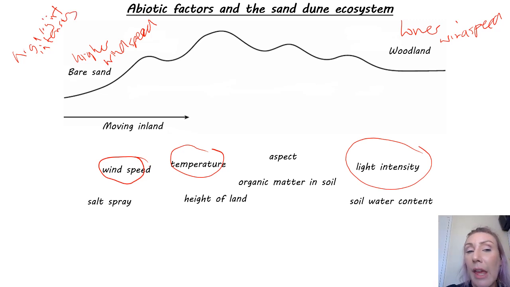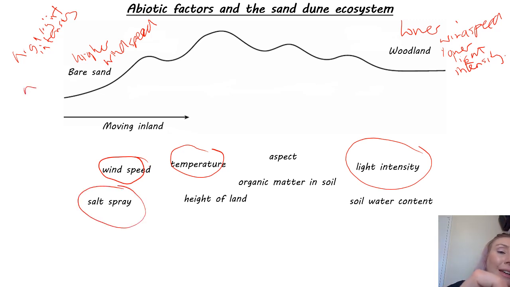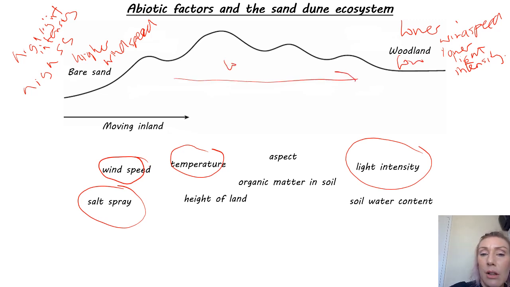And in the woodland, you might start to get a lower light intensity, particularly if it's a mature woodland, on the forest floor. Salt spray would be high on the bare sand, and obviously very low and getting lower as you go inland, so lower salt spray the further you get from the sea.